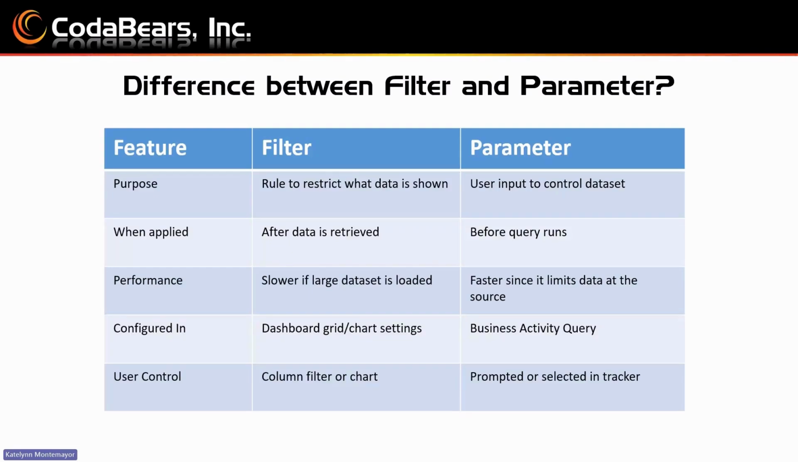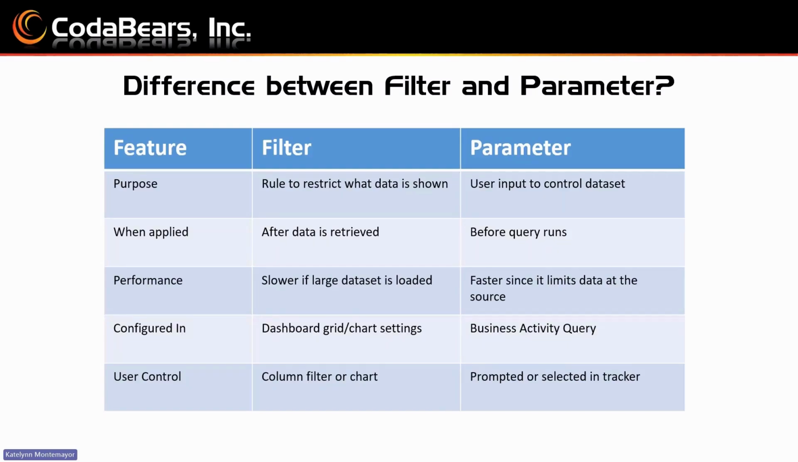And then when applied, the filter is going to be after the data is already retrieved, and you do these filters on the dashboard itself. But the parameter is going to be filtering that data run. And then the performance: filters are going to be slower if you don't put parameters on a large data set at first. But if you already filter that big data set, then the filters are going to work fast. And the parameters, again, are limiting that data set.